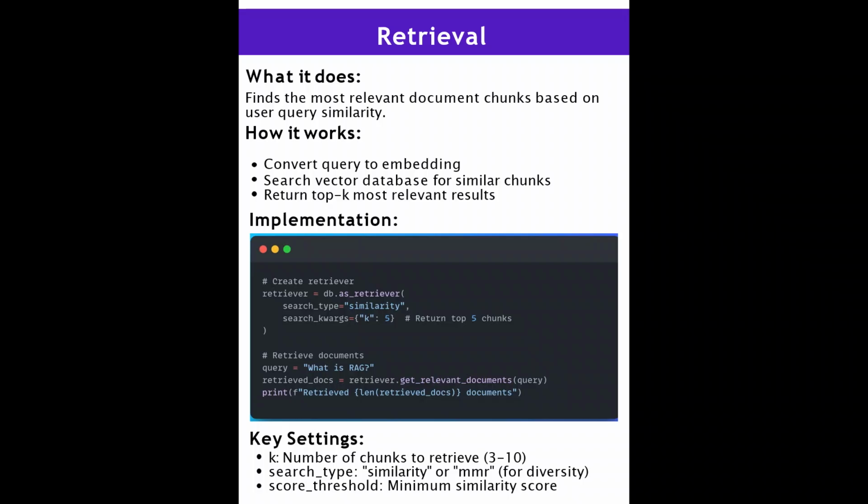Okay, so in key settings you use: k, the number of chunks to retrieve, 3 to 10; search type, similarity or MMR for diversity; score threshold, the minimum similarity score.